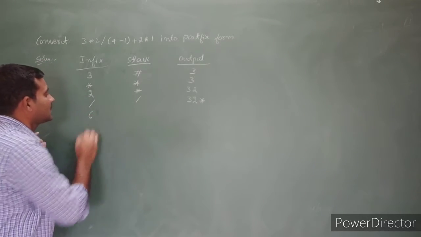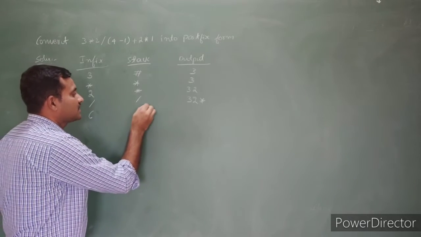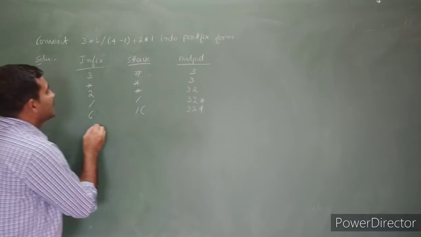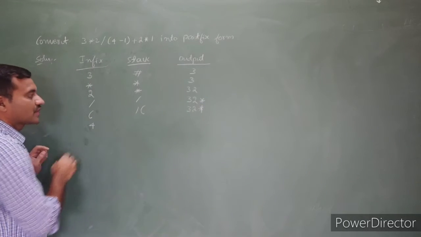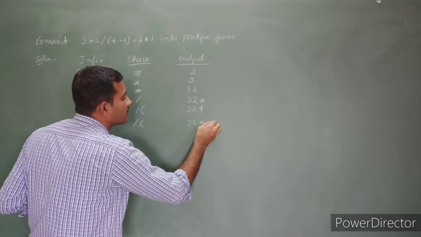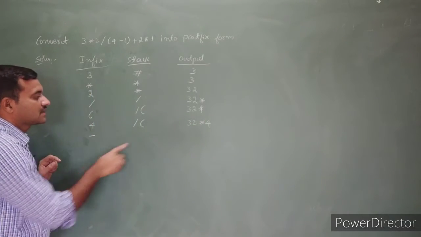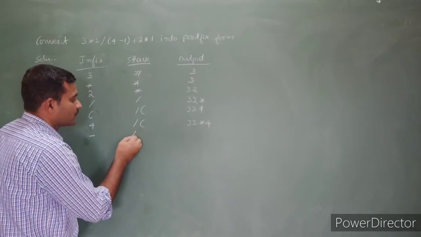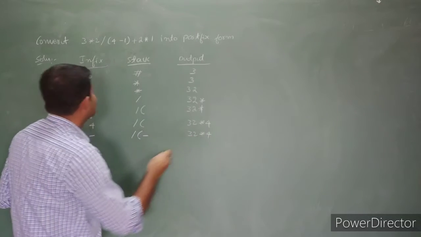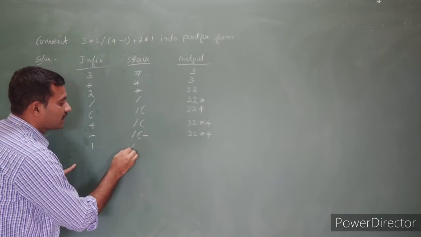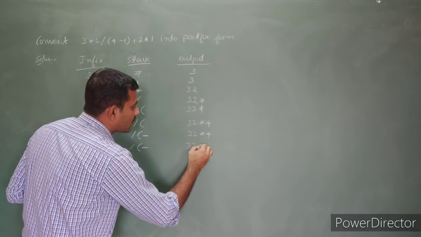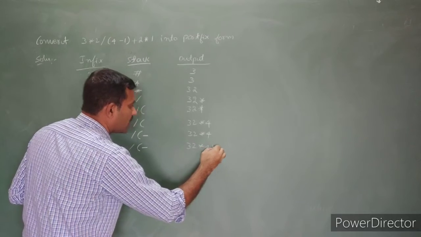Read the next one. Next one is the opening parenthesis. If it is a parenthesis, push to the stack. Output is 3 2 star. Next one is 4. 4 is an operand. Output 3 2 star 4. Next one is minus. Here you have a parenthesis, so push minus. Output 3 2 star 4. Next one is 1. It is an operand. Stack has division, opening parenthesis, minus; output 3 2 star 4 1.